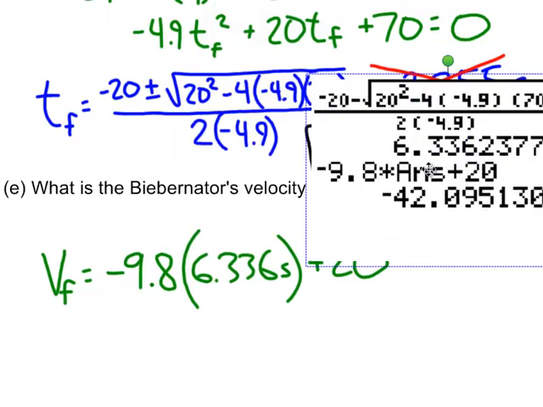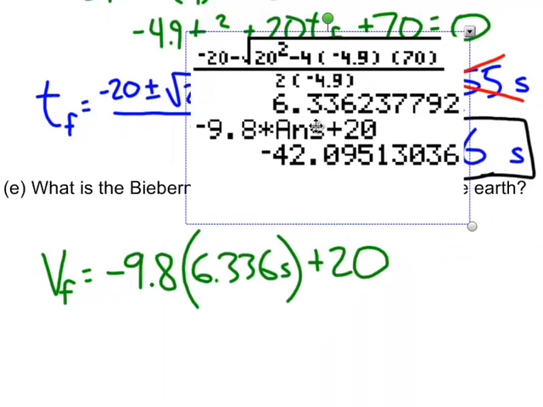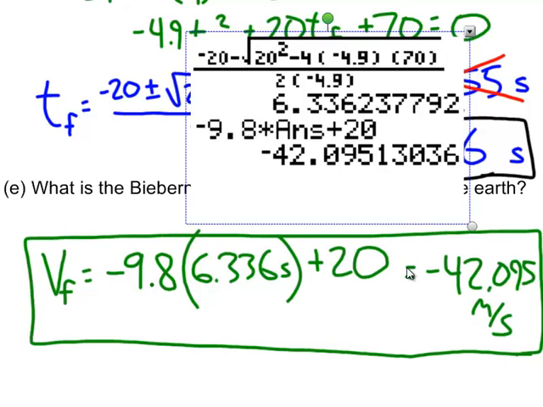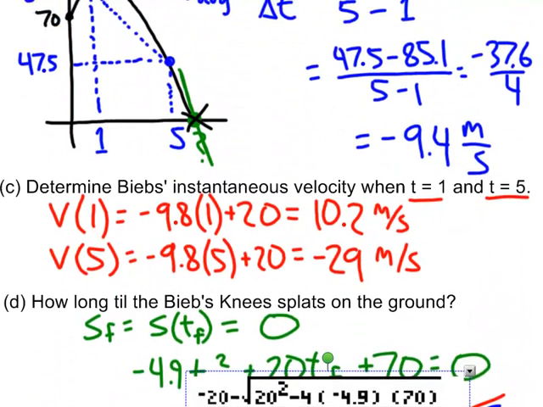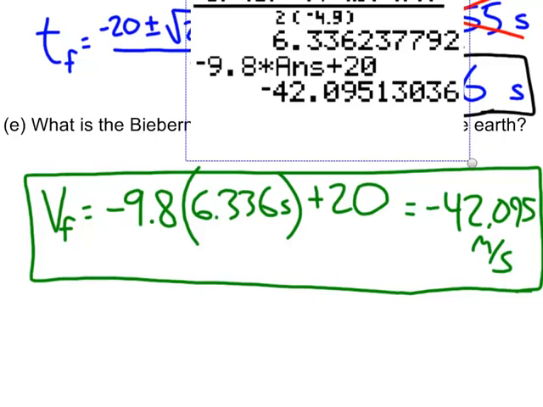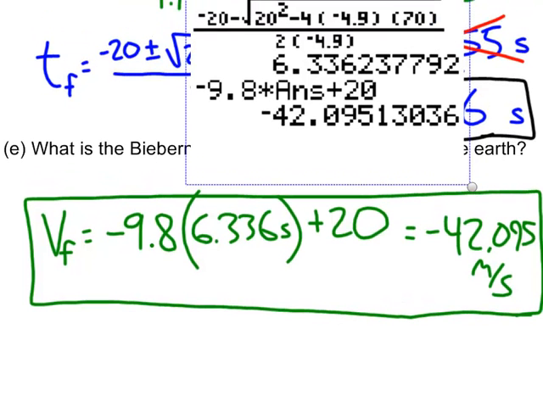Negative 42.095. And what does that mean? That's his velocity. That's how fast he hits the ground. And that is in meters per second. And again, that is the slope of the tangent line at that time when Justin hits the ground. That's the slope of this line right here. So I know that was a bit of a lengthy, involved example, but hopefully that all made sense and you know what to do if you've got any questions.